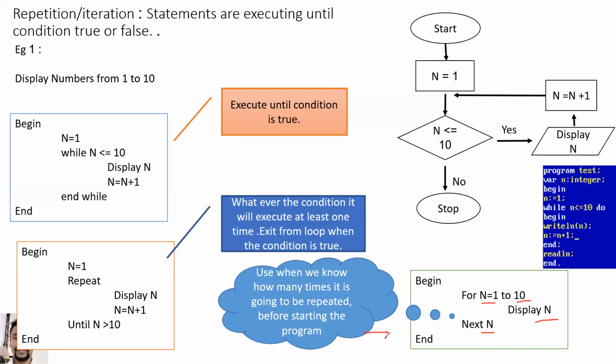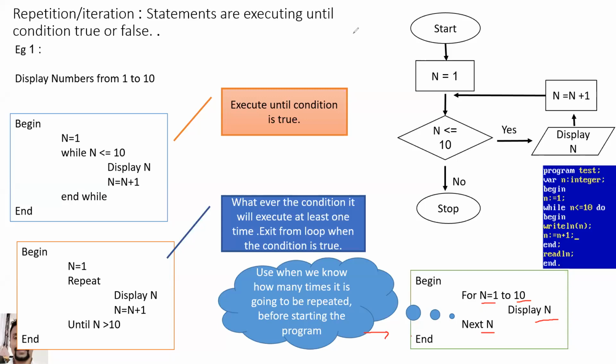A for loop can be used if we know how many times it's going to be repeated before we start the program. Now here I can use a for loop. Why? Because I know it is starting from 1 to 10, I have to show, right? In this program I can use a for loop. But for programs where we don't know at what time we have to stop, we can't use the for loop, right? Okay, I think you can understand. This part is a very important part you have to understand, right?